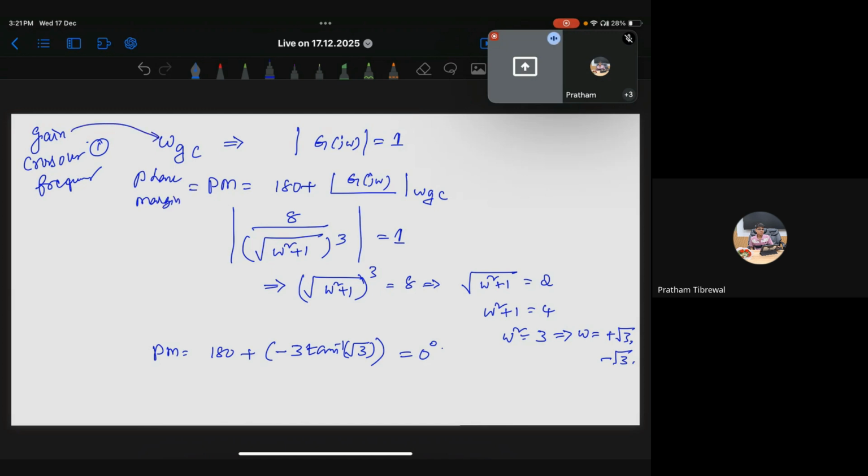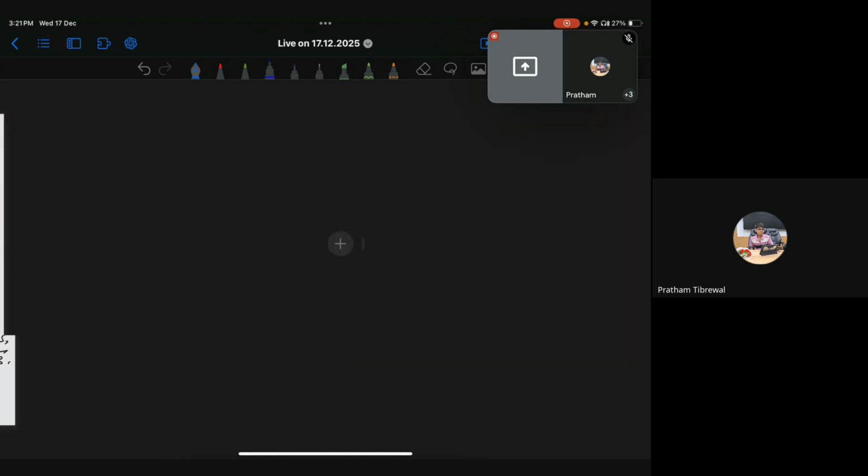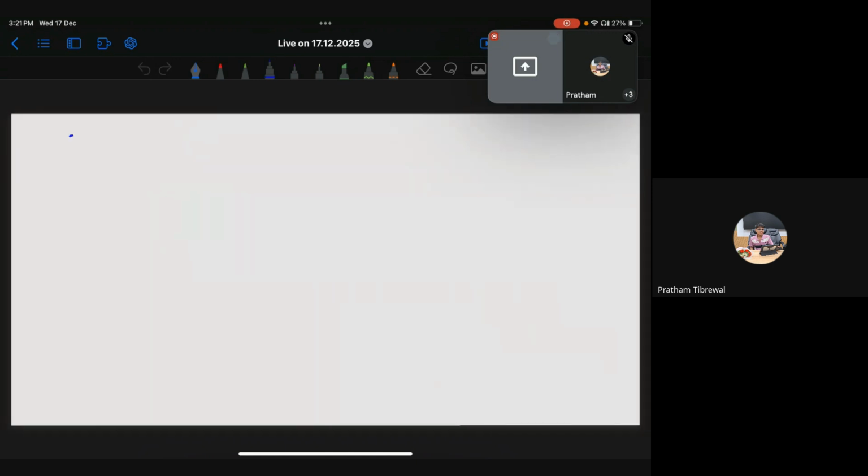This is the gain crossover frequency, and this is the phase margin. Second, we find the phase crossover frequency.